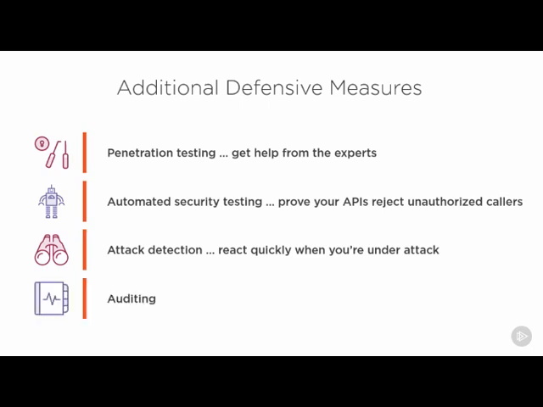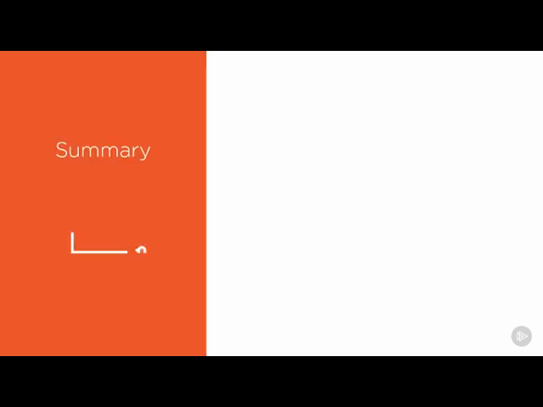Finally, you should have good logging and auditing of all of the actions being performed in the system. This way, it's possible to review exactly who did what and when they did it. And that way, if there is a data breach, you'll have a much better chance of understanding how it happened, as well as exactly what data has been compromised.